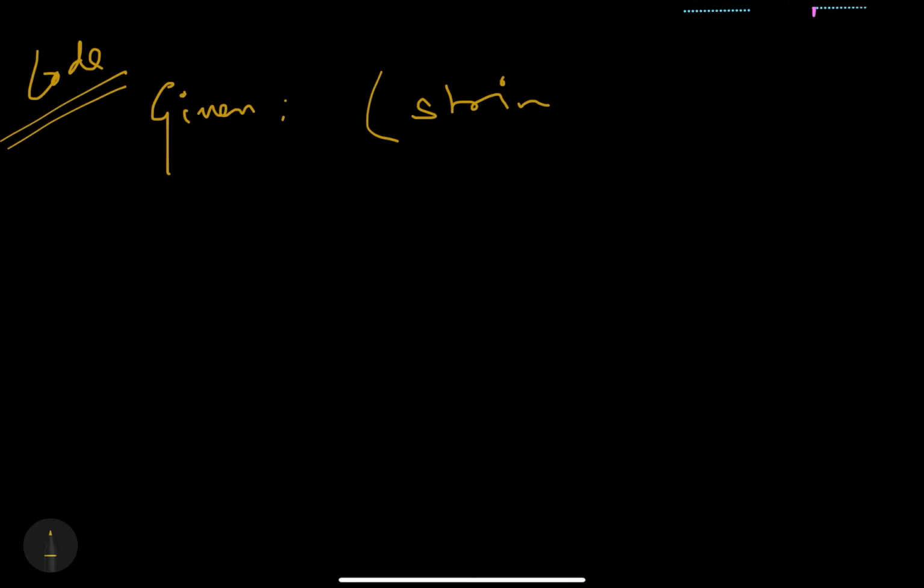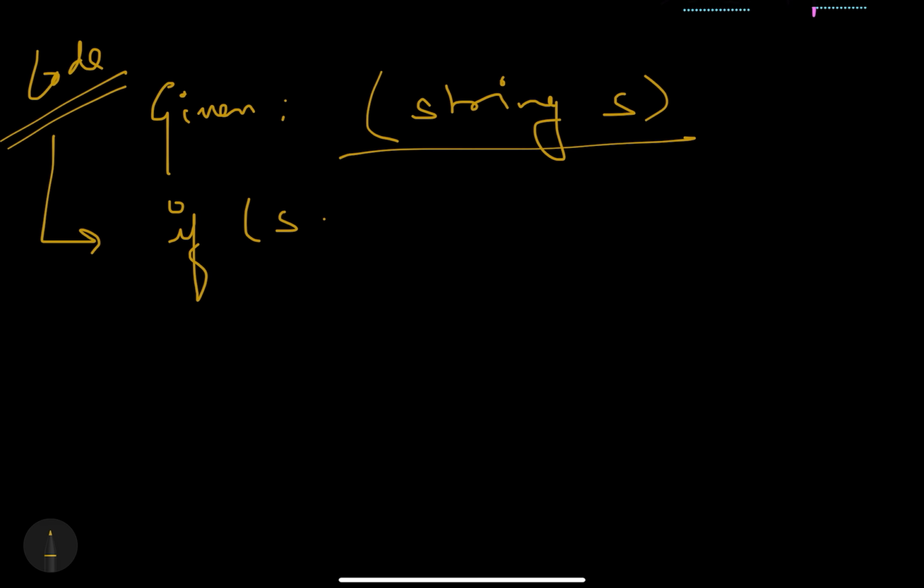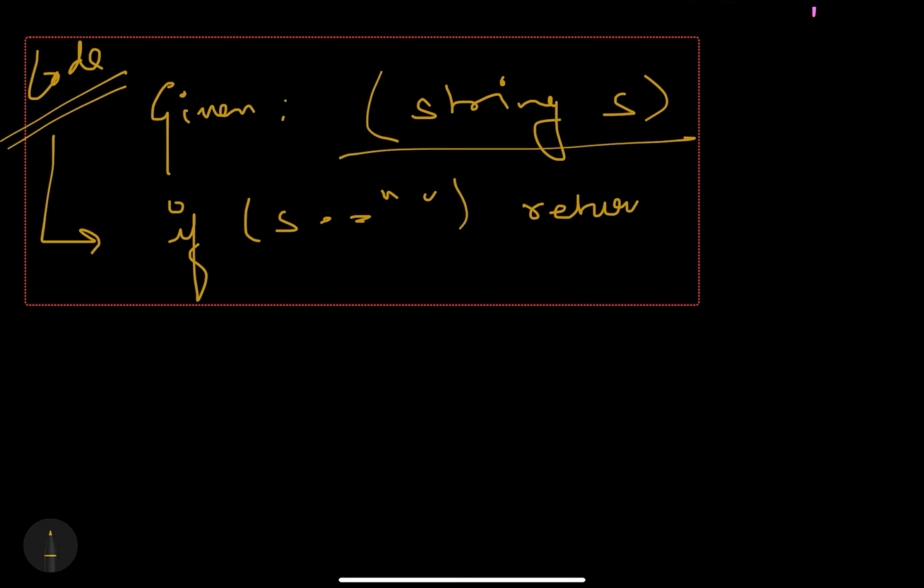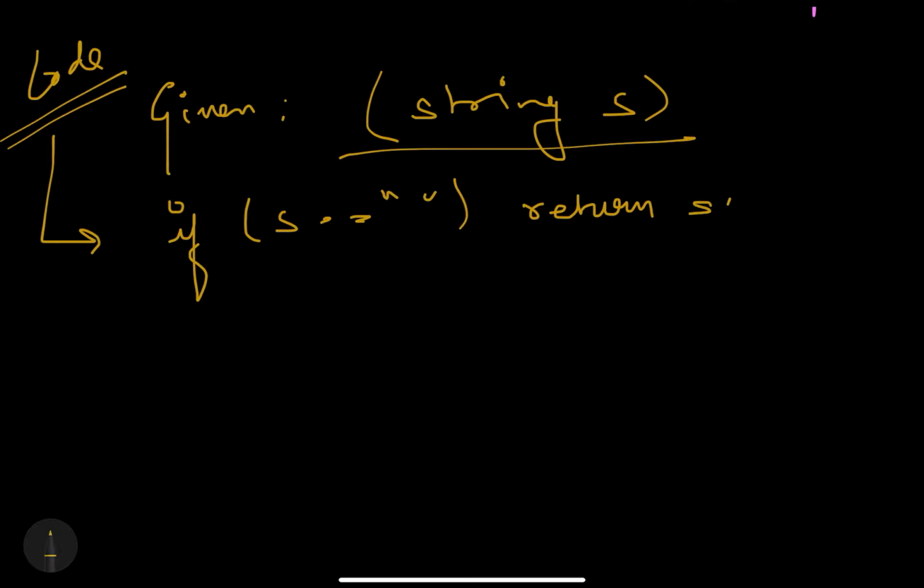So we have been given a function makeLargestSpecial with the special binary string s. Now let's see what we'll do in our code. First we'll check the edge case: if our string is empty, we'll simply return it.